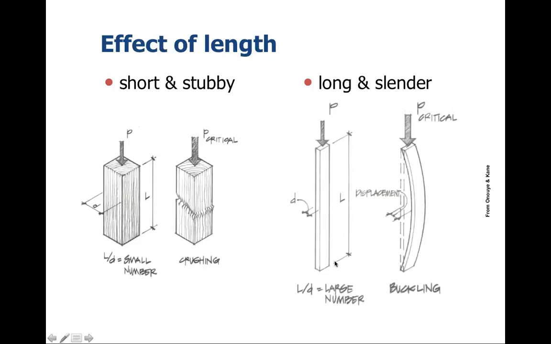So we have, with long and slender columns, a much greater length. The column is much taller. And potentially we have the distance on the short axis is much smaller. So what we have to be concerned about is this displacement that we describe as buckling and that kind of phenomenon.